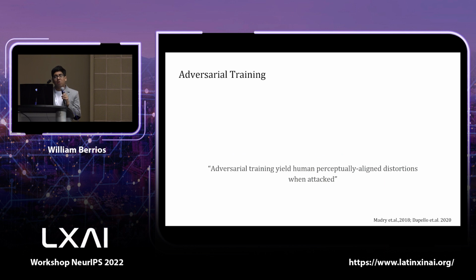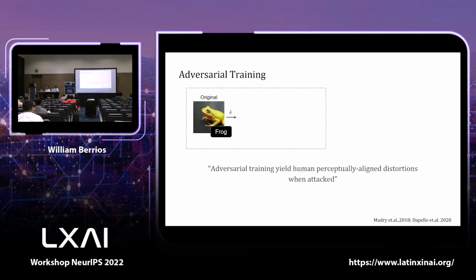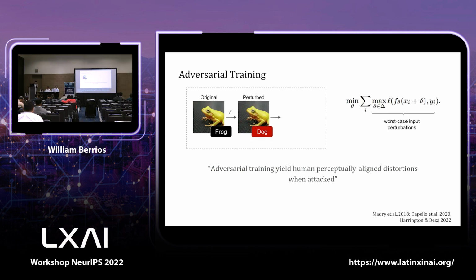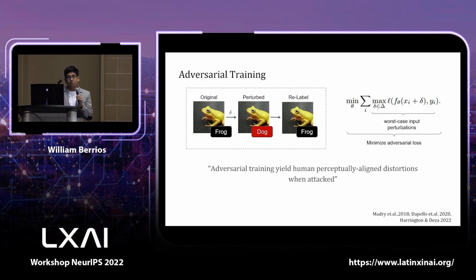There has been a lot of work regarding this topic, and one of them is adversarial training. Adversarial training consists basically of having this original image as a frog. During the training, we perturb the image, and now the neural network sees this as a dog, for example. Inside the neural network, we relabel that and say, okay, this is not a dog, this is a frog. So we find the worst-case input perturbation and minimize the adversarial loss.